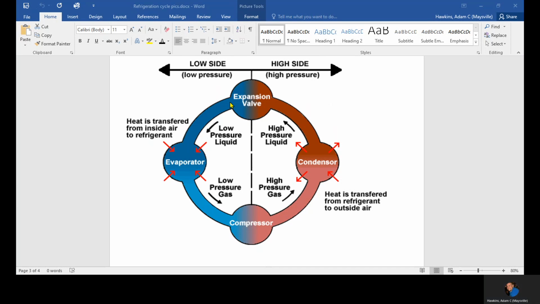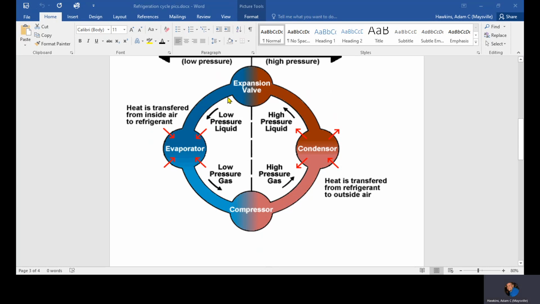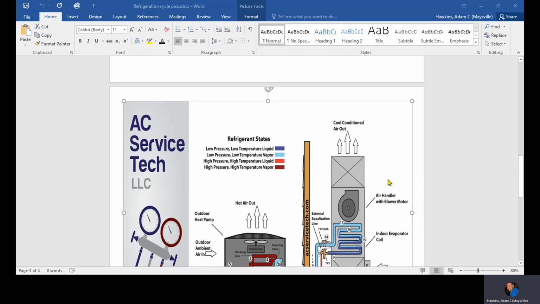So this is where our pressures split, right to left, high side, low side. The expansion valve is where it goes from high to low. It comes into the expansion valve as a high pressure liquid. It comes out as a low pressure, and there, this says low pressure liquid. I would say low pressure saturated vapor, low pressure mist. And then it goes back to the evaporator. So back down to our picture.